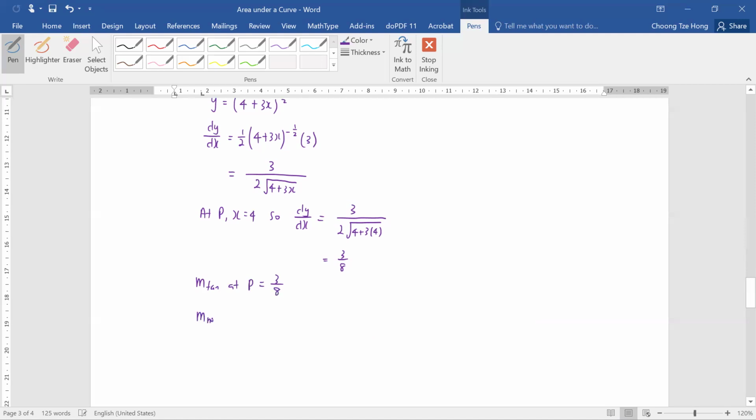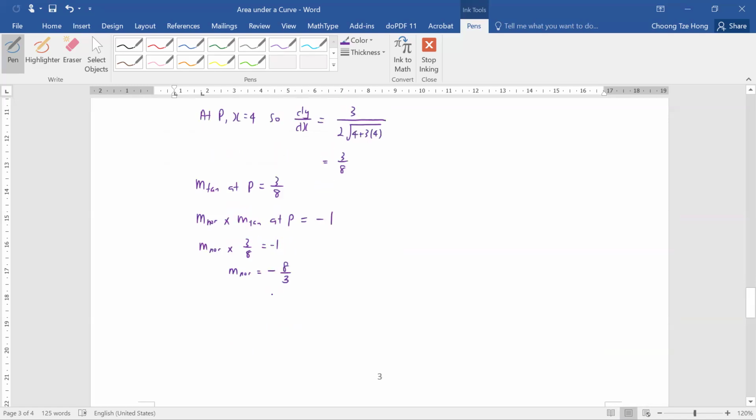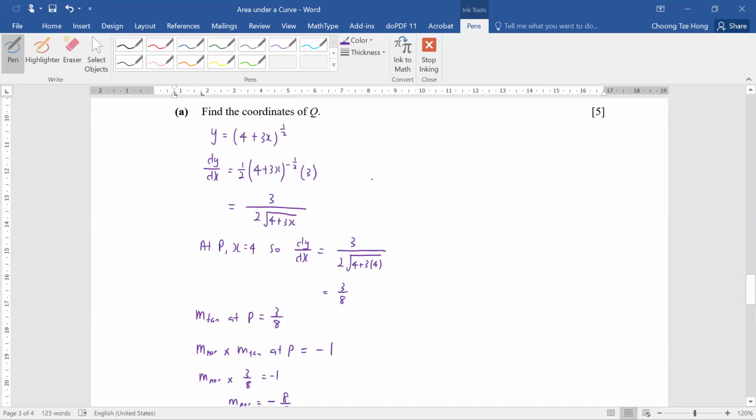So the gradient of the normal times the gradient of the tangent at P is going to give us -1. In other words, gradient of normal times 3 over 8 equals -1, so the gradient of the normal is going to be -8 over 3. Once we know the gradient of the normal, we can find the equation of the normal PQ. Then after that, we sub in y = 0 to find the x coordinate of Q. I'm going to continue over here.